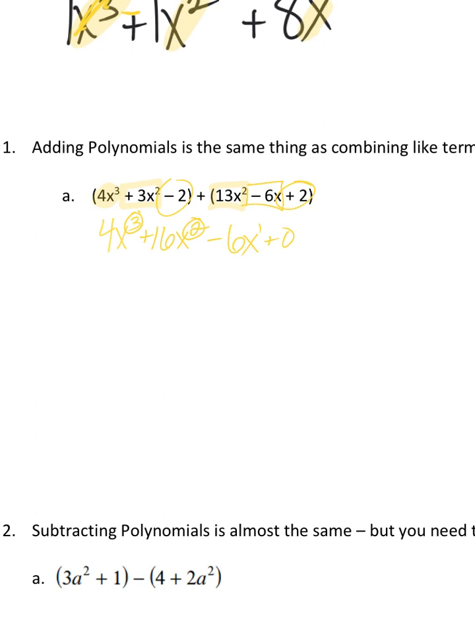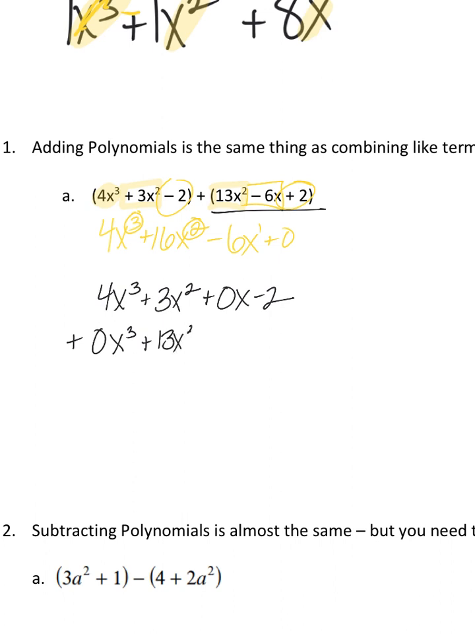Another way you could think about this problem, if it helps you stay organized, is to stack it. So what I mean by that is I could rewrite this first one as 4x cubed plus 3x squared. Now I don't have any x's, so I'm going to have plus 0x minus 2. And then I can fill in this parenthesis down below. So I don't have any x cubes in this second parenthesis, so I could have 0x cubed and then plus 13x squared minus 6x and then plus 2.